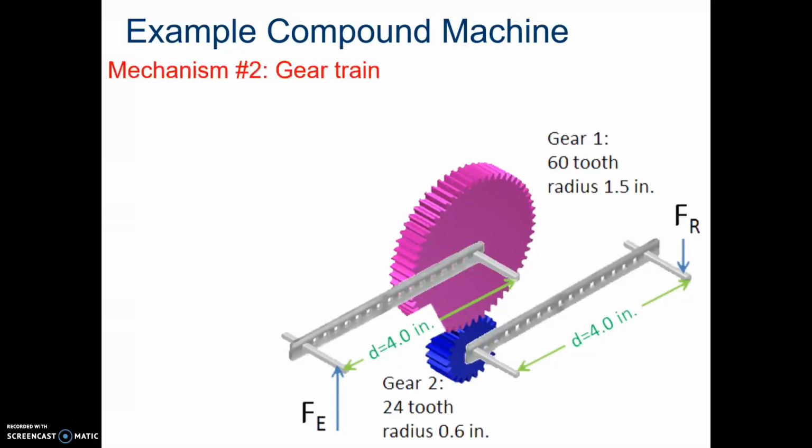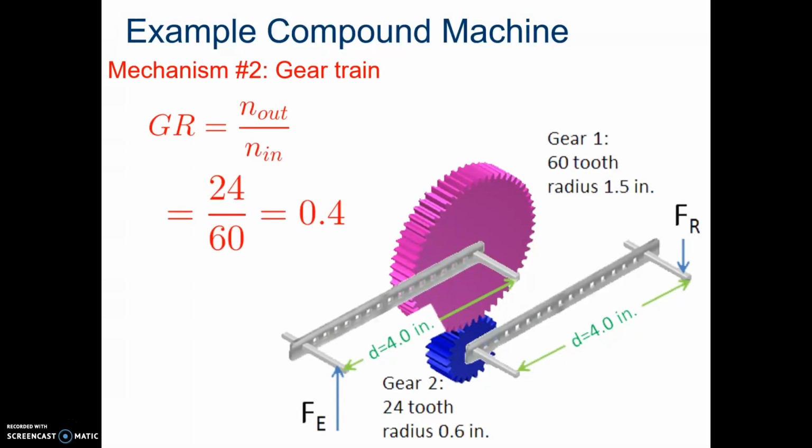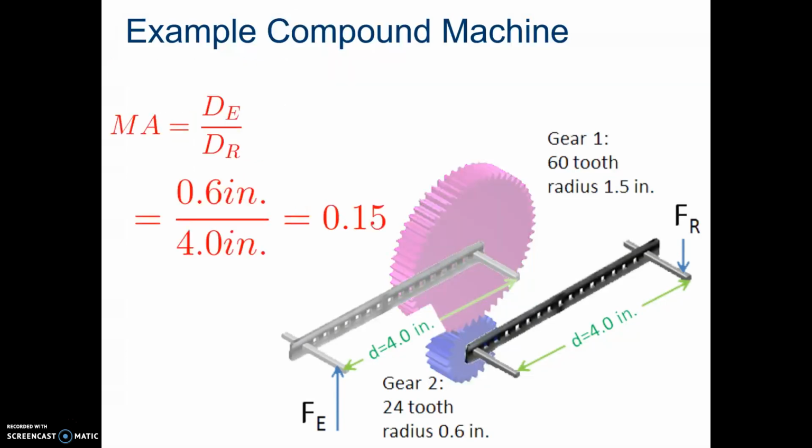For the gear ratio, we look at the number of teeth out over in. So therefore, we have 24 teeth and 60 teeth. So for this one, the blue gear, the smaller one, is output, so we would divide 24 over 60, and that comes out to a gear ratio of 0.4.